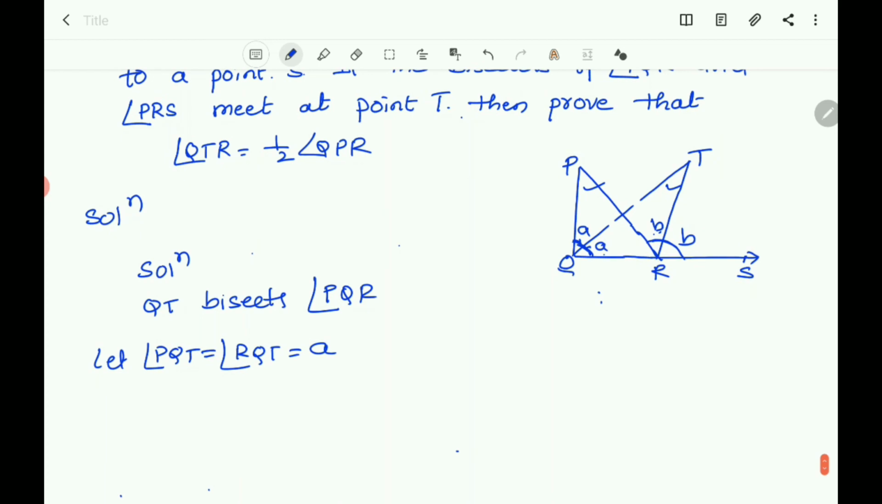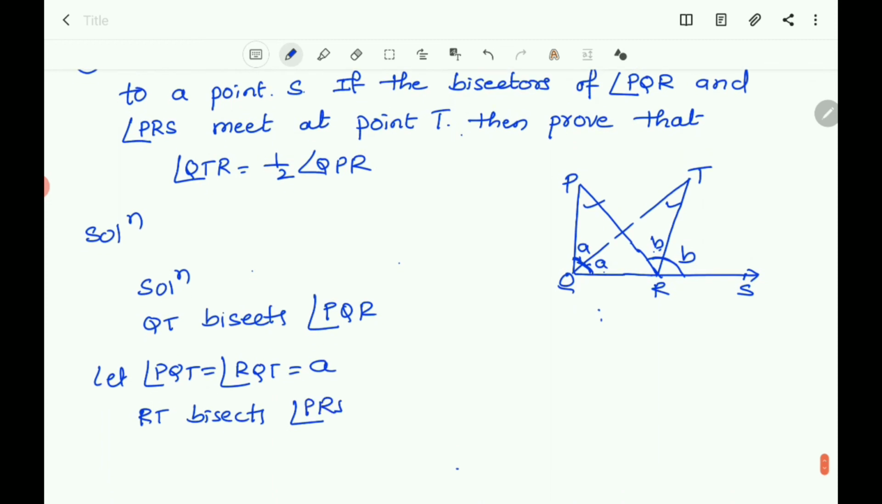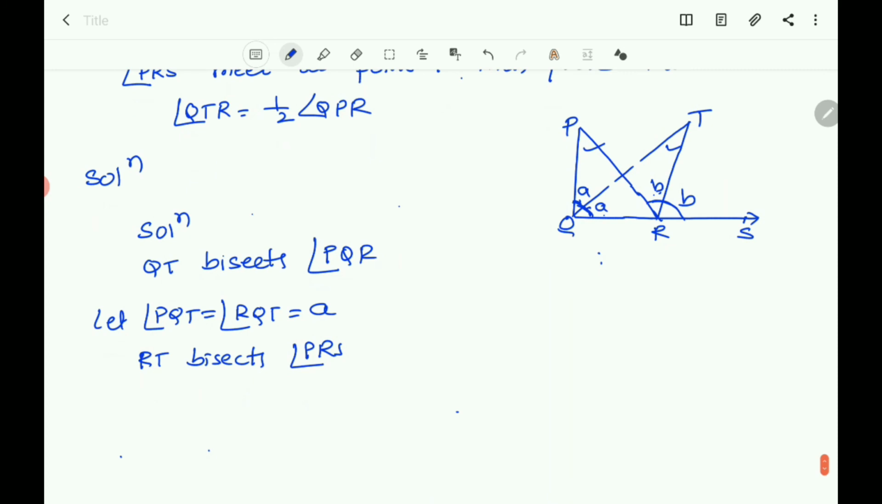And next, QT is a bisector of angle PQR and RT is a bisector of angle PRS. So RT bisects angle PRS. Therefore, you can have the two angles made by the bisector of the angle PRS: angle PRT and angle SRT. Let angle PRT be equal to angle SRT. Let both be equal to B here.